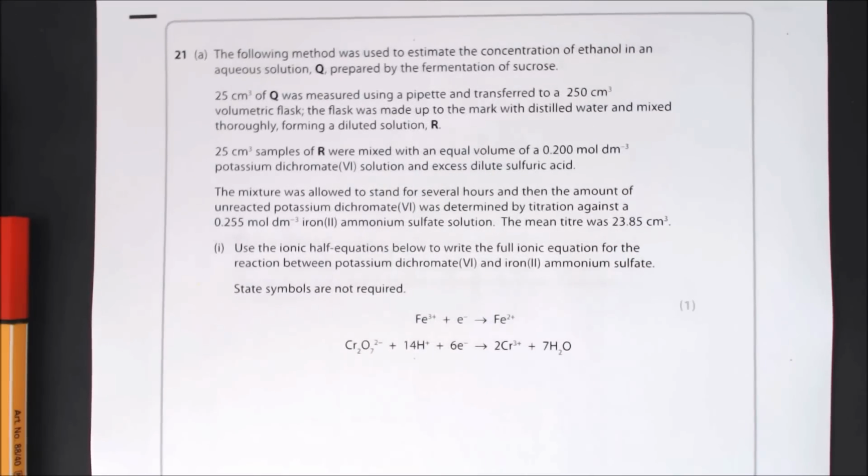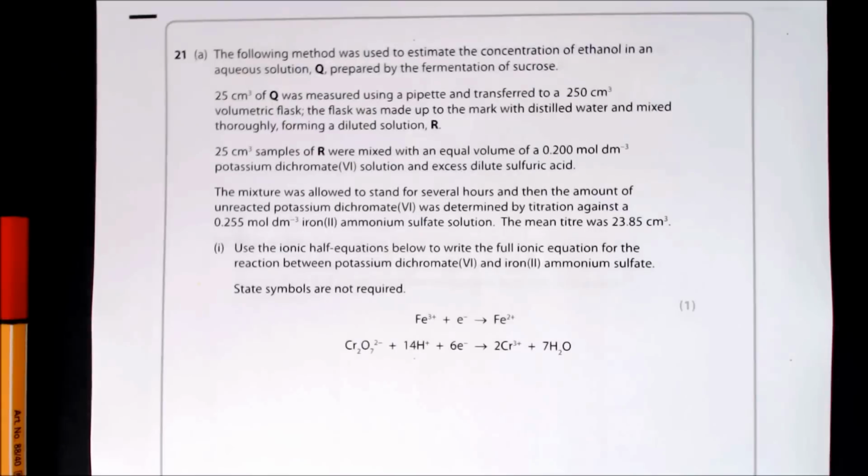Okay, so this is question 21. And question 21 starts off by saying the following method was used to estimate the concentration of ethanol in an aqueous solution Q prepared by the fermentation of sucrose. So obviously we're producing ethanol here, and it says 25 centimeters cubed of Q was measured using a pipette and transferred into a 250 centimeter cubed volumetric flask. So we're putting it into a larger flask, and the flask was made up to the mark with distilled water and mixed thoroughly, forming a diluted solution R. Right, so we've got a lot of letters here.